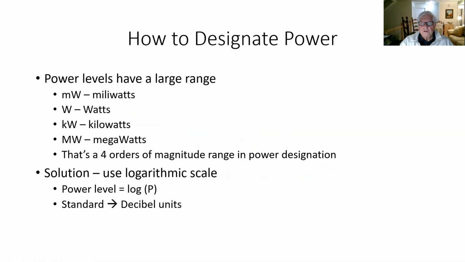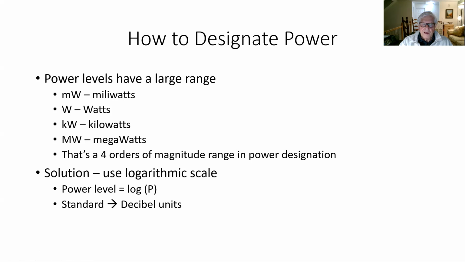So how do we designate power? Power levels really have a very large range. We can go from milliwatts up to watts, mid-range, kilowatts, and megawatts if we're talking high power systems. So these are 4 orders of magnitude in range in power as a designation.